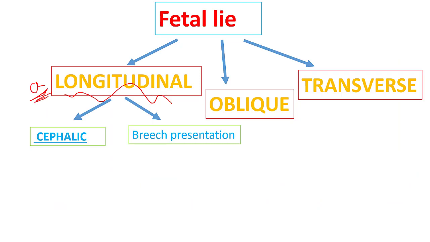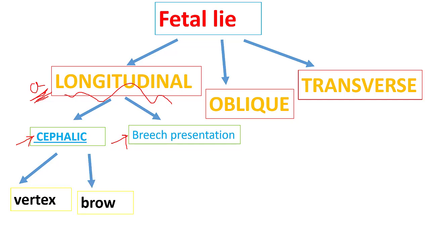So in longitudinal lie, the presentation can be cephalic, meaning the head first can go into the maternal pelvis, or it can be breech. And in cephalic presentation, there can be vertex presentation, which is a normal presentation.